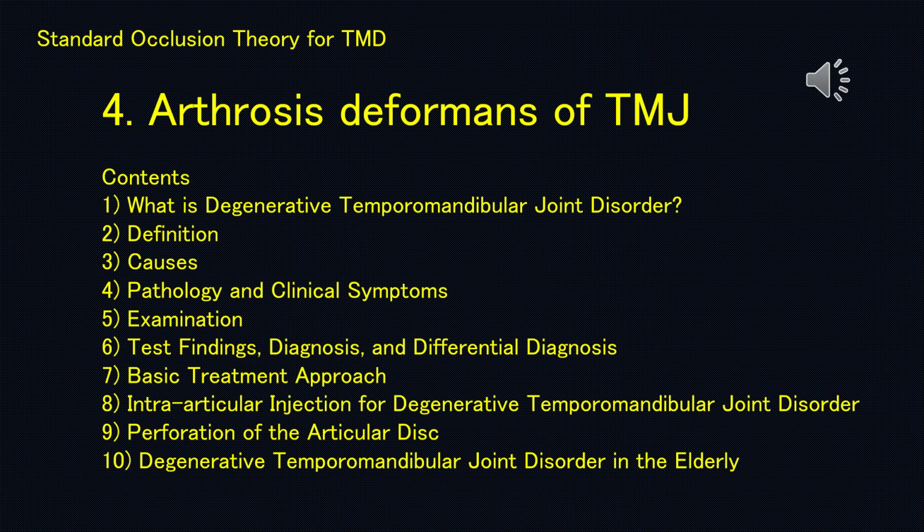Standard occlusion theory for TMD. 4. Arthrosis deformans of TMJ. Contents. 1. What is degenerative temporomandibular joint disorder? 2. Definition. 3. Causes. 4. Pathology and clinical symptoms. 5. Examination. 6. Test findings, diagnosis, and differential diagnosis.